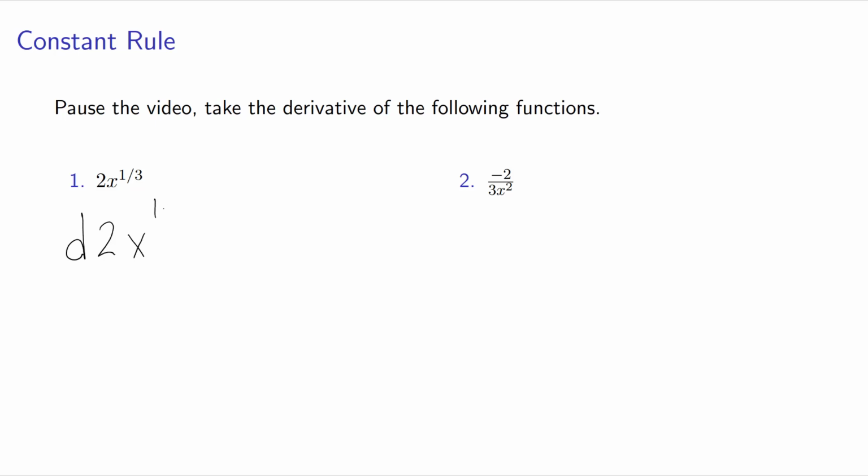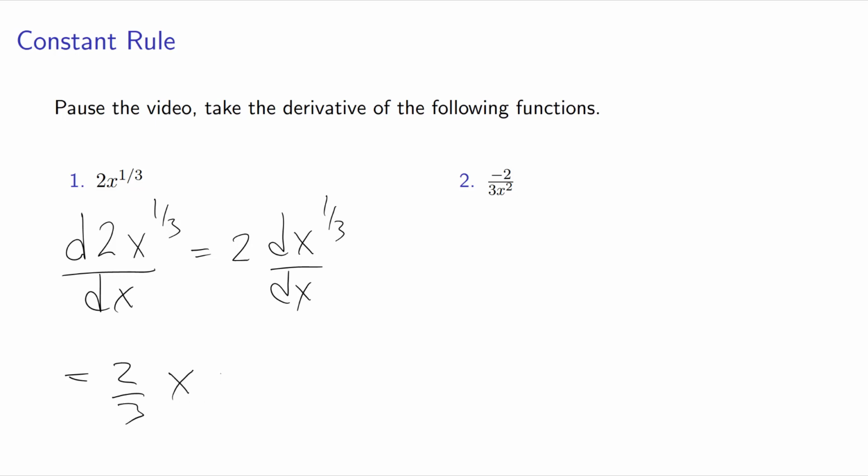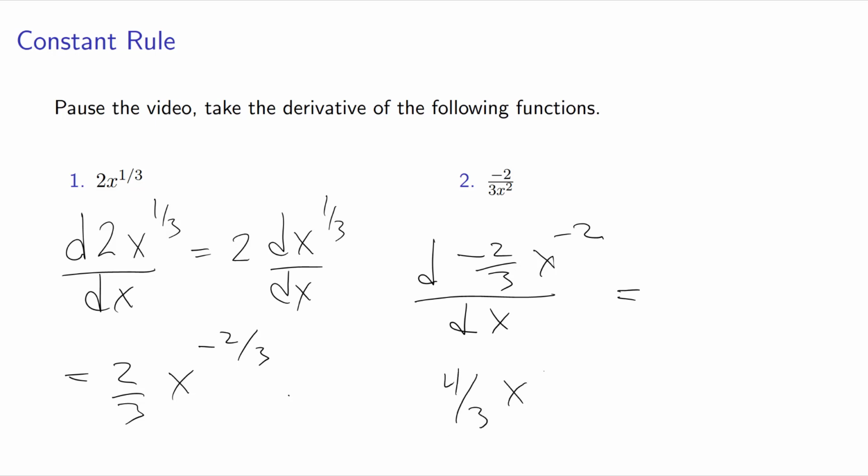So the derivative of 2x to the 1/3 is going to be the same as 2 times the derivative of x to the 1/3, which is simply 2/3 x to the minus 2/3. In the second problem, we can write this as minus 2/3 x to the negative 2. If we want to take the derivative, we now have this, which is going to equal 4/3 x to the negative 3.